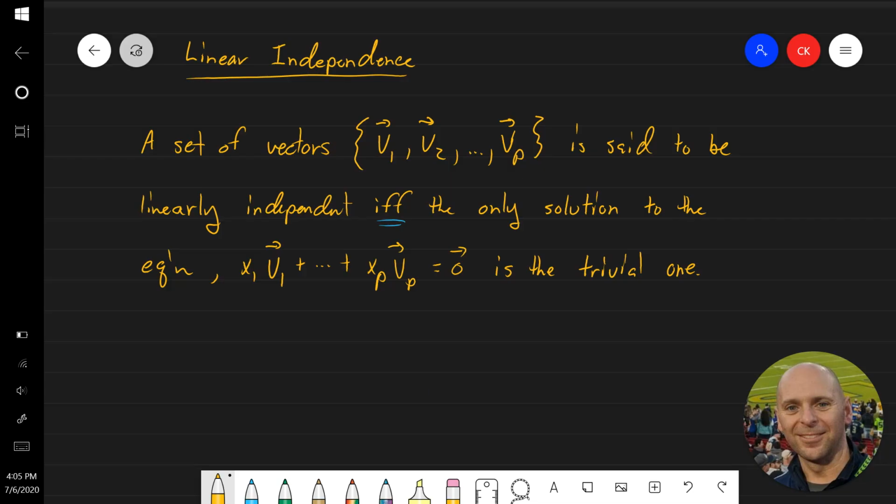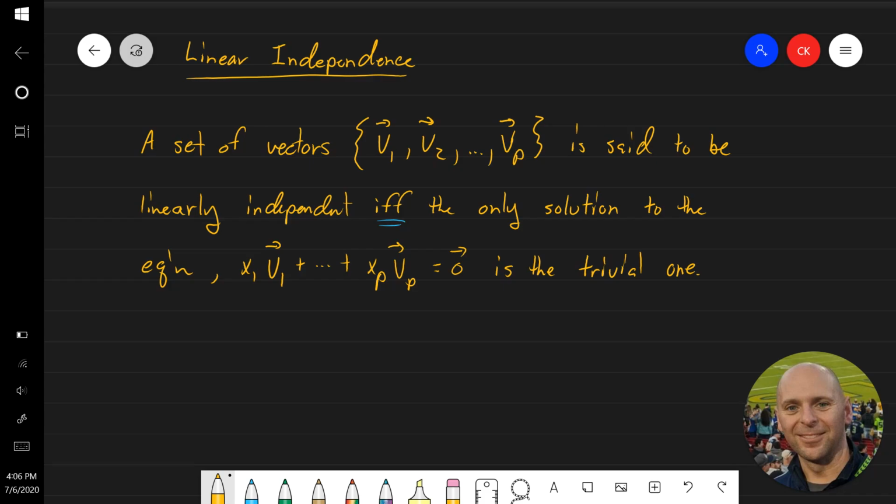So if the only solution to that homogeneous equation is the trivial one, then the set of vectors is said to be linearly independent. More simply, if the solution to the homogeneous system has only the trivial solution, the set of vectors is linearly independent. If there are infinitely many solutions, then the set is linearly dependent, and we can write at least one of the vectors in terms of the others.